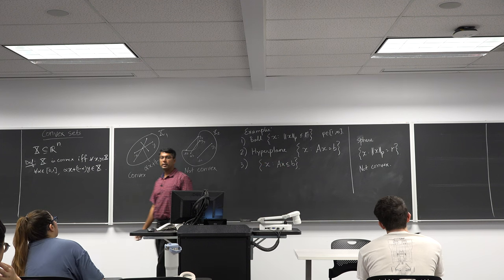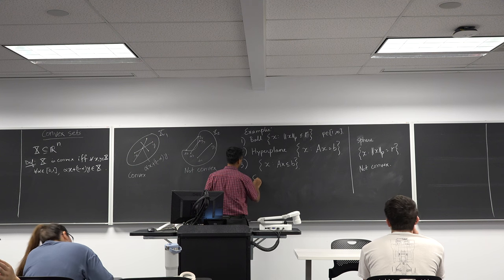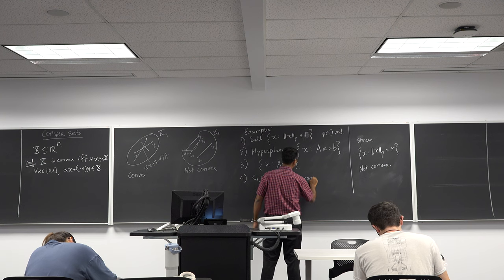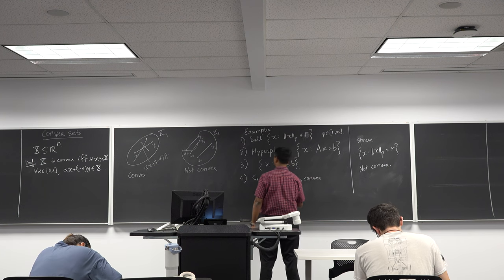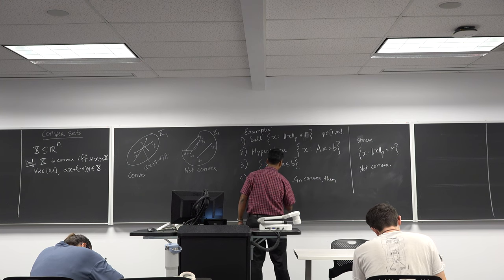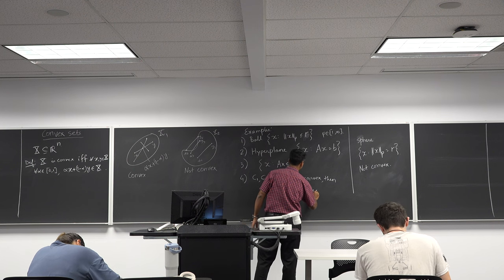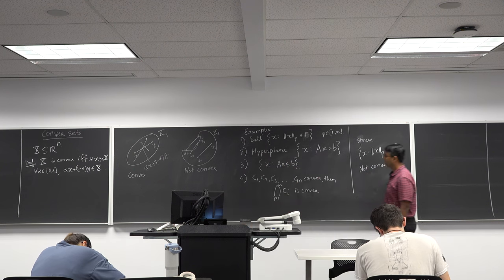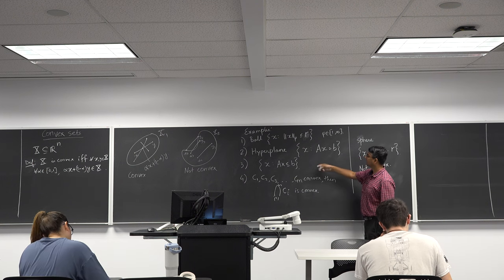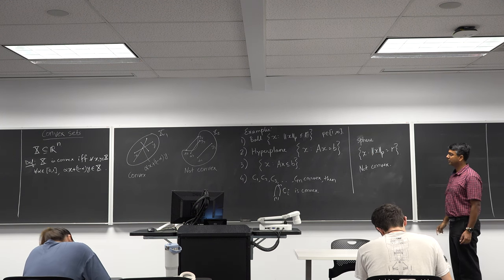One important thing to note is the intersection of convex sets is a convex set. C1, C2, C3, up to Cn convex. Let me call it M because N is already taken. Then the intersection of Ci, i equals 1 to M, is convex. So if I pick a ball, a hyperplane, and this set, and I take the intersection, it's a convex set. Union is not, but intersection is a convex set.